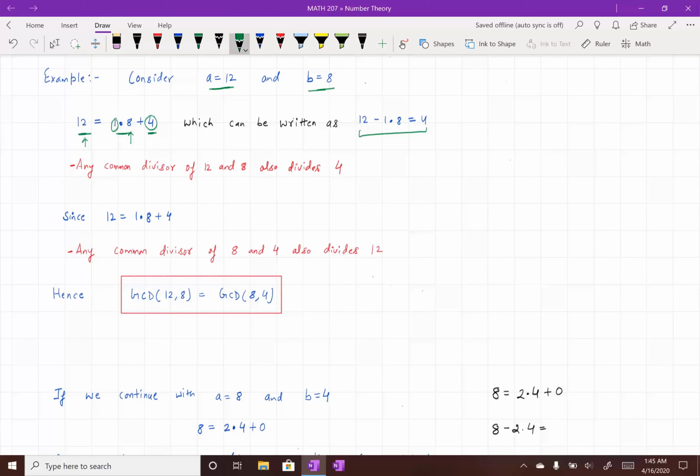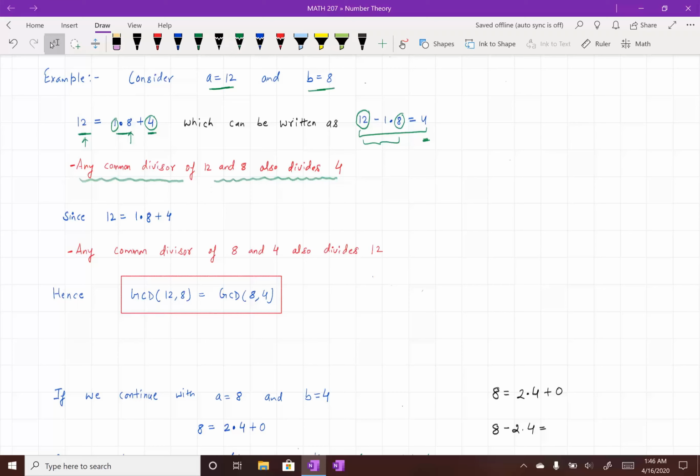From this expression on the left side, you can say any common divisor of 12 and 8 is going to divide the whole left hand side, which is 12 minus 1 times 8. And since 12 minus 1 times 8 is equal to 4, you can make a statement here that any common divisor of 12 and 8 also divides 4. And 4 is the remainder here.